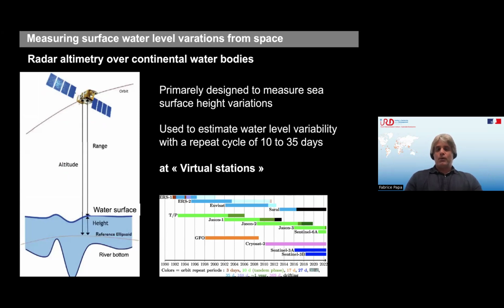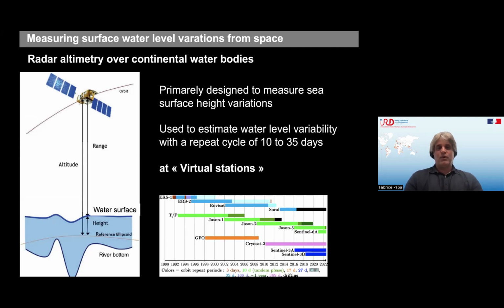So first, I will present quickly how we measure surface water level from space and the variation, and the use of radar altimetry over continental surface. I know that we had already some previous presentations, but I would just remind that altimetry was initially designed to work over the ocean and measure sea surface height variation. However, it quickly showed very high capabilities over water bodies and in the continent.